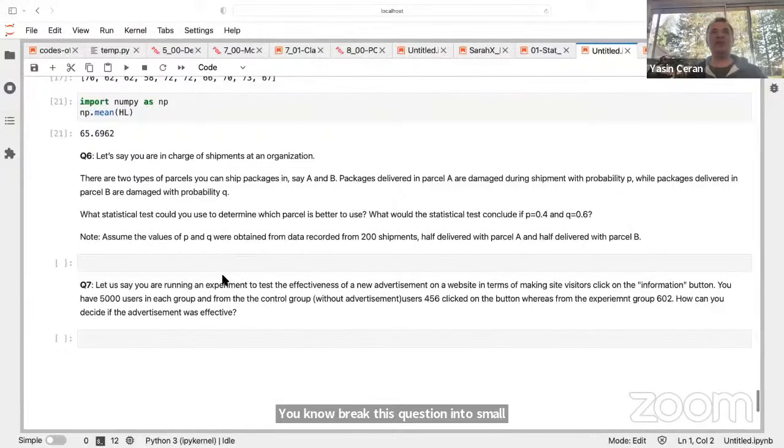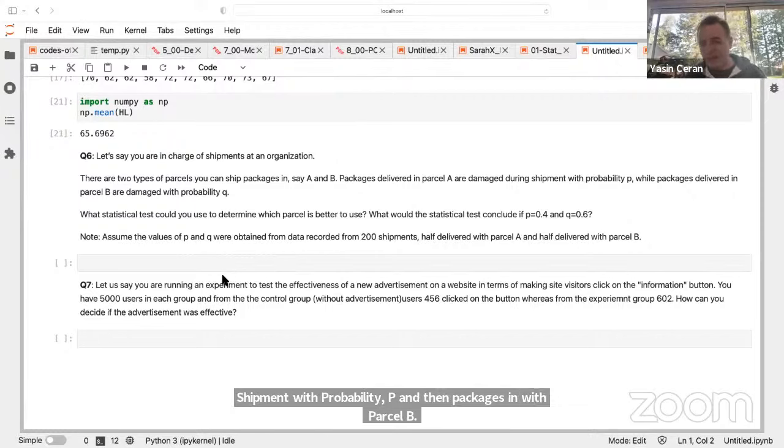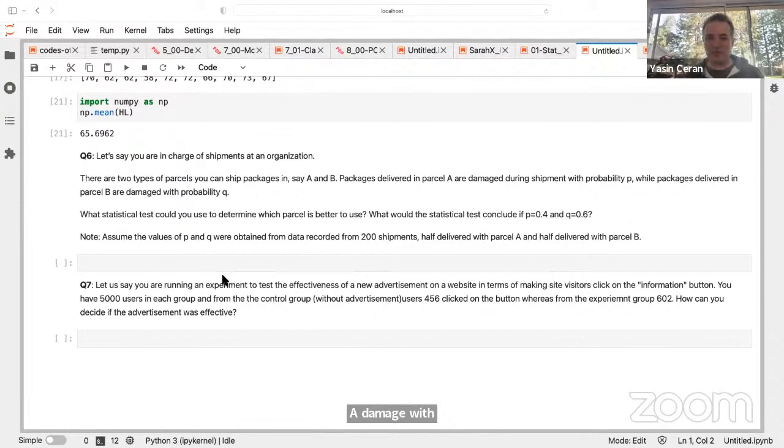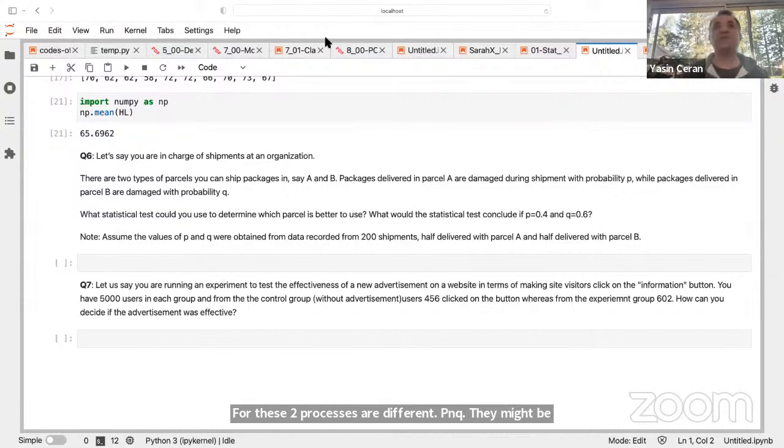So we can understand it all together. Let's say you are in charge of shipments at an organization, and there are two types of parcels you can ship packages in, say parcel A and B. Basically, you are sending packages in two different ways, the way you package them. Packages delivered in parcel A are damaged during shipment with probability P, and packages in parcel B are damaged with probability Q. Basically, the packages might be damaged, and the damage probabilities for these two parcels are different, P and Q. They might be the same, but let's assume for now that one is P and the other is Q.